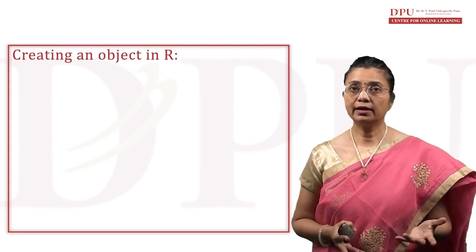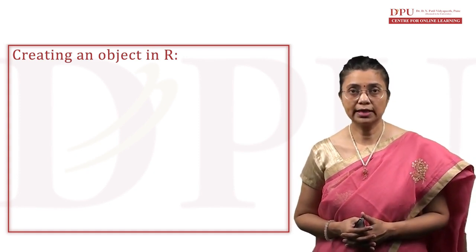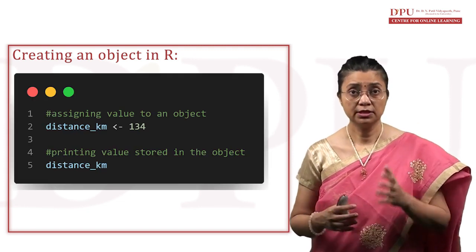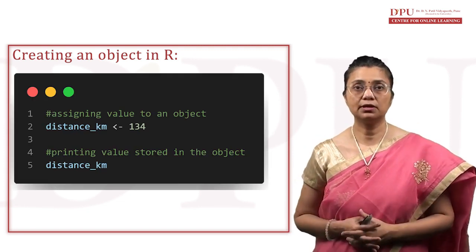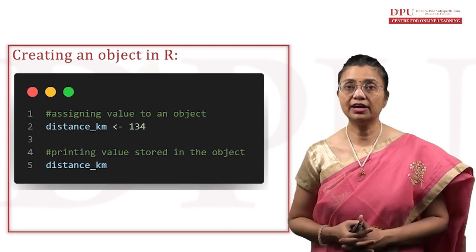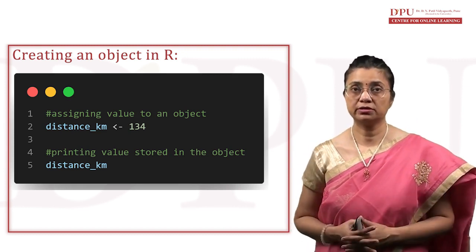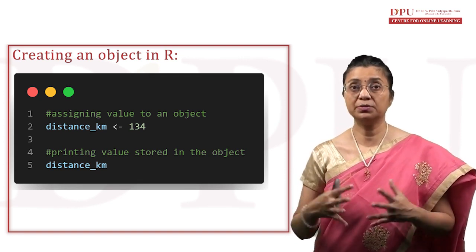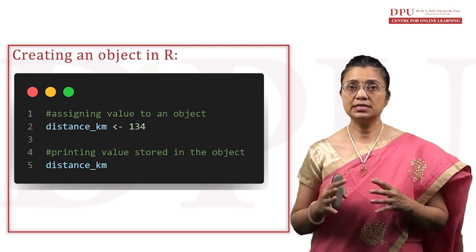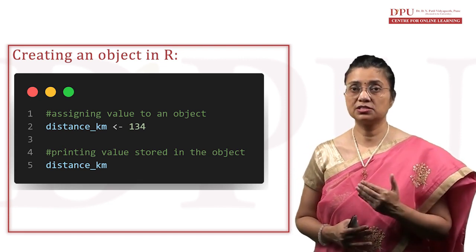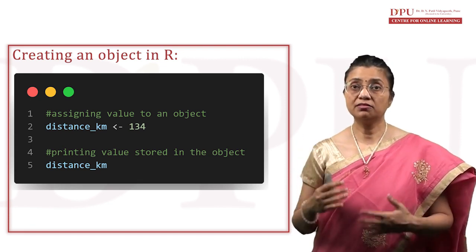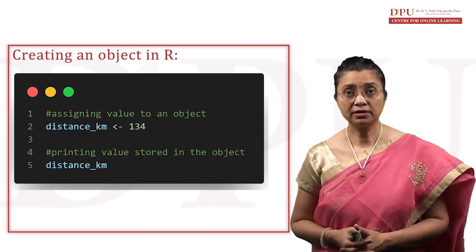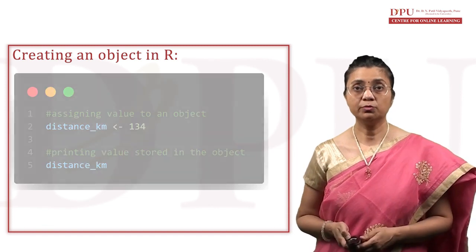So you can create an object with the help of the equal to sign. Here you can see assigning a value to an object. distance_kilometer is equal to 134, and then I'm printing the value stored in the object distance_kilometer. So this is a little bit of output which I'm showing you on the screen, how it appears on the screen. The moment I write distance_kilometer, this will print the value stored in that variable. So I have actually created an object which is a numeric value.